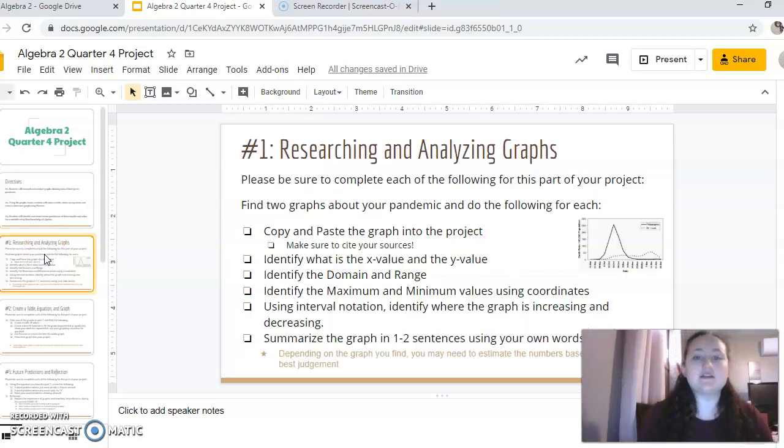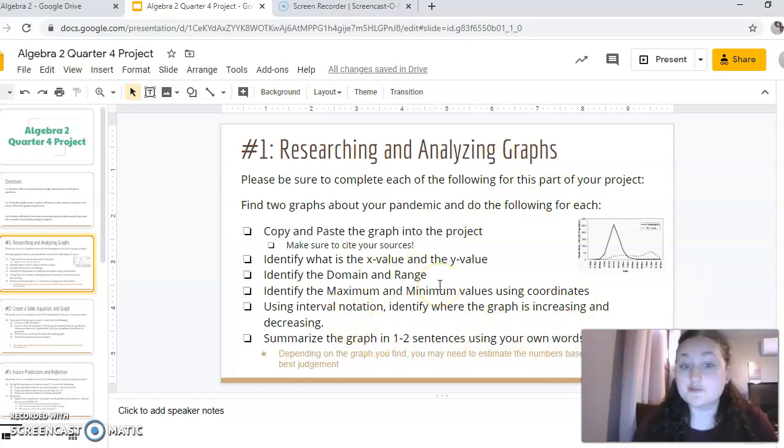So the first is researching and analyzing graphs. So you're going to find two graphs about your pandemic and do the following for each graph. So first I need you to copy and paste the graph into your project. So make sure you cite where you got that graph from. Then you're going to identify what is the x values and what are the y values. So what's on the x-axis and what's on the y-axis.